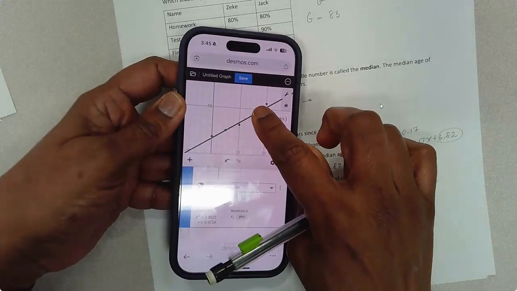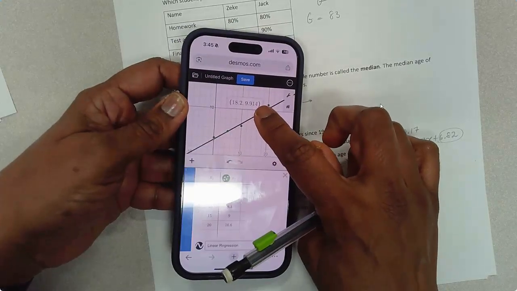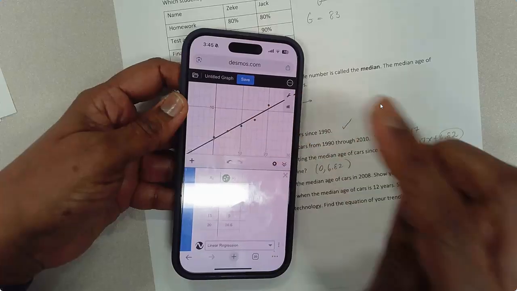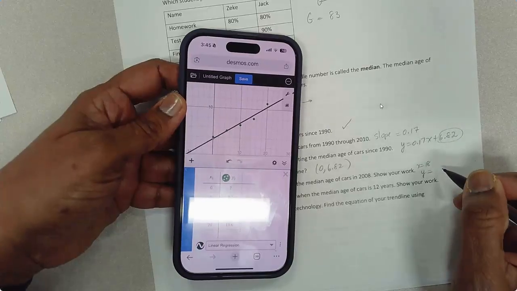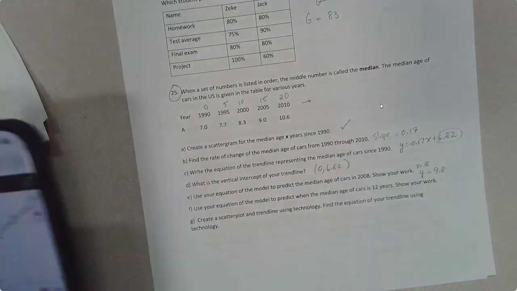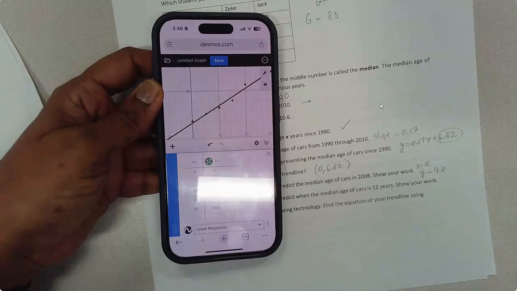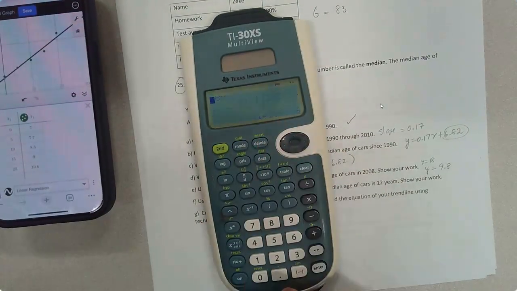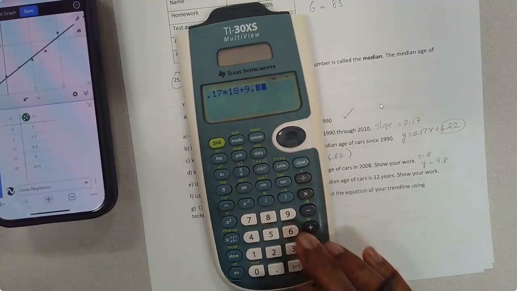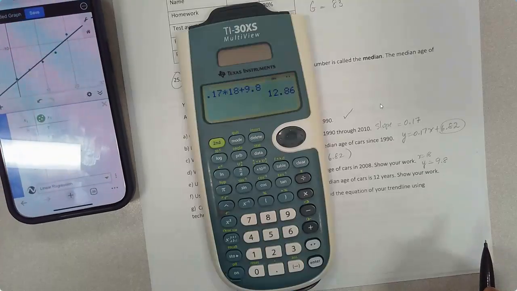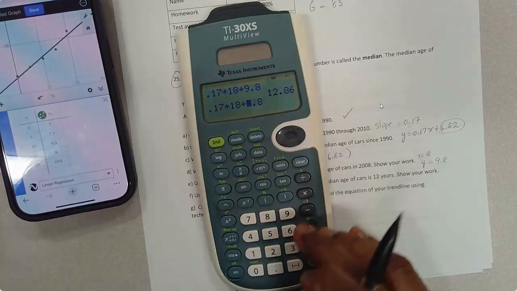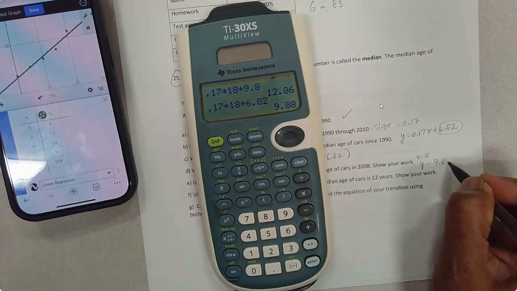Or you can go to your graph and see if you can get it from there. 18. Very close. Very sensitive. 9 point something. 9.88 I think it was. But you can pause the video and check it out. I'm going to try that. I'm just going to put it on my calculator, maybe faster. 0.17 times 18 plus 9.8. Not 9.8, 6.82. Sorry about that. 6.82. That's the equation, so 9.88.